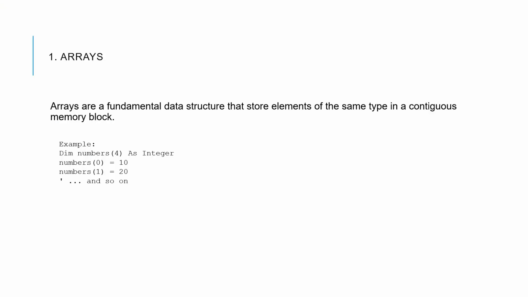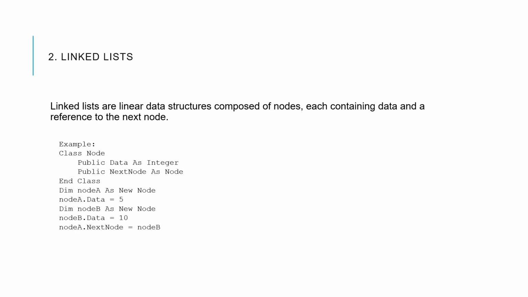Arrays are like ordered rows of storage boxes. Each box holds a specific item, a number, a word, anything. You can access these items by referring to their box number. It's like having a bunch of labeled shelves to quickly find what you need.